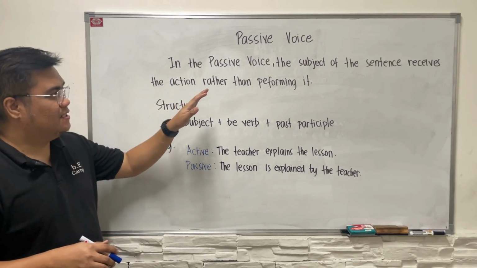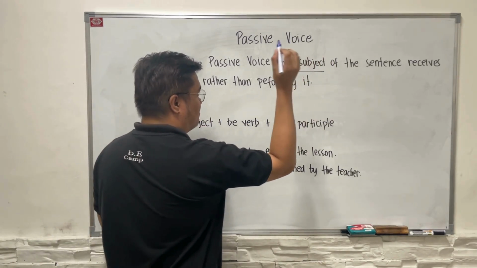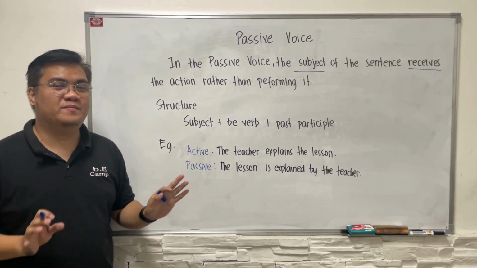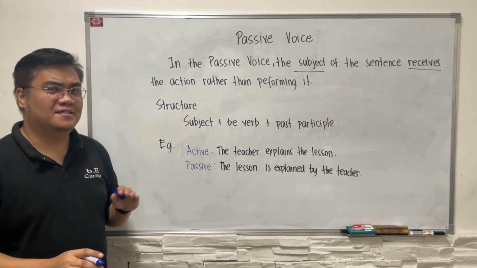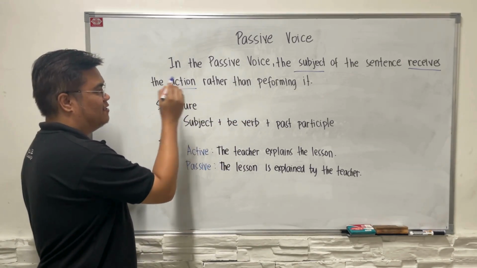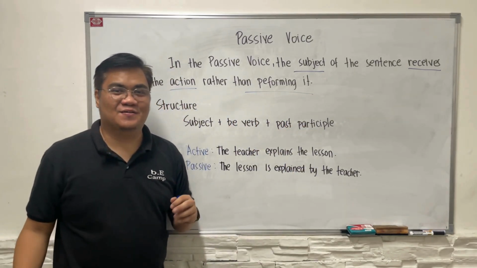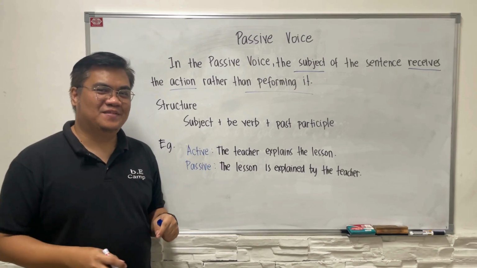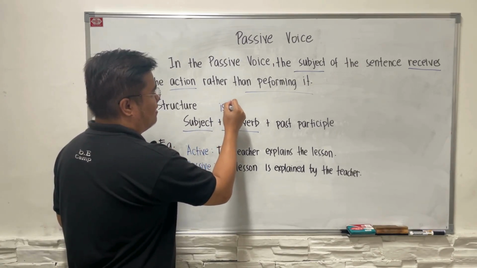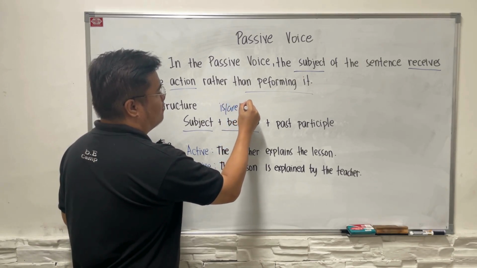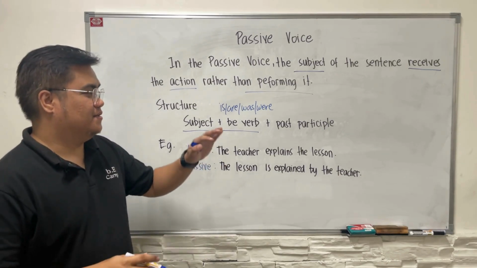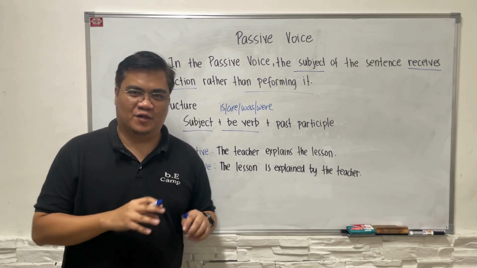So in passive voice, the subject of the sentence receives the action rather than performing it. So it's the other way around. Again, in passive voice, the subject of the sentence receives the action rather than performing it. So as we move forward, we will talk about that. Again, subject plus be verb. What are the be verbs? So we have is, are, was, and were, plus the past participle form of the verb.